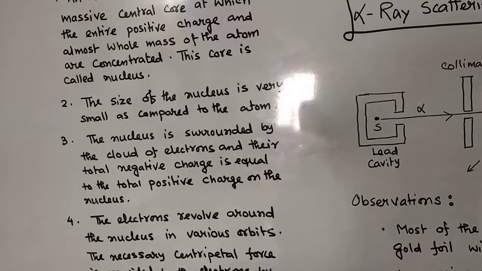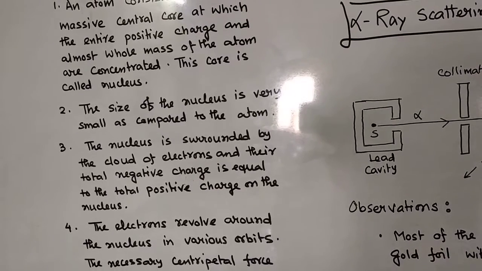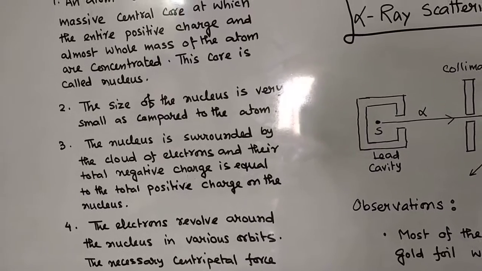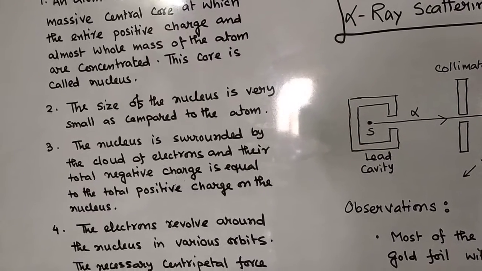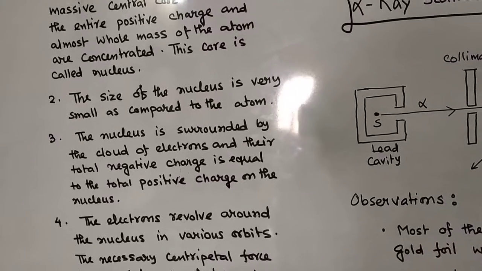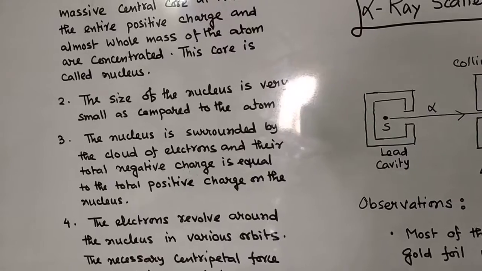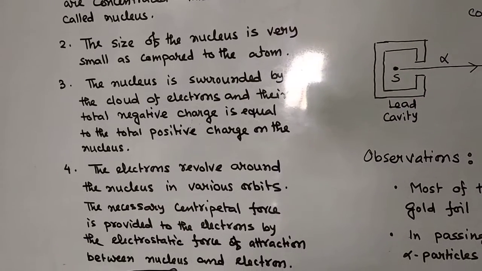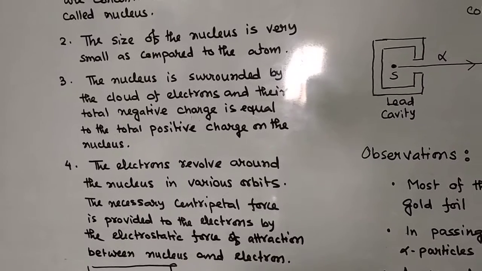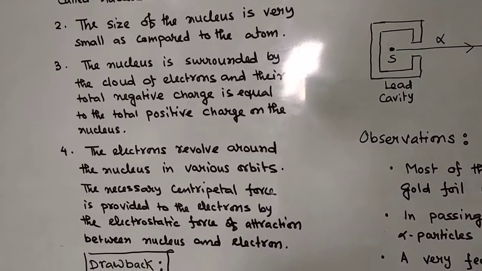It says that negative charge of equal magnitude surrounds the positive charge region, and the negative charge is due to the electrons. So a small positive region, defined as the nucleus, and electrons moving surrounding that positive region. The electrons revolve around the nucleus in various orbits.